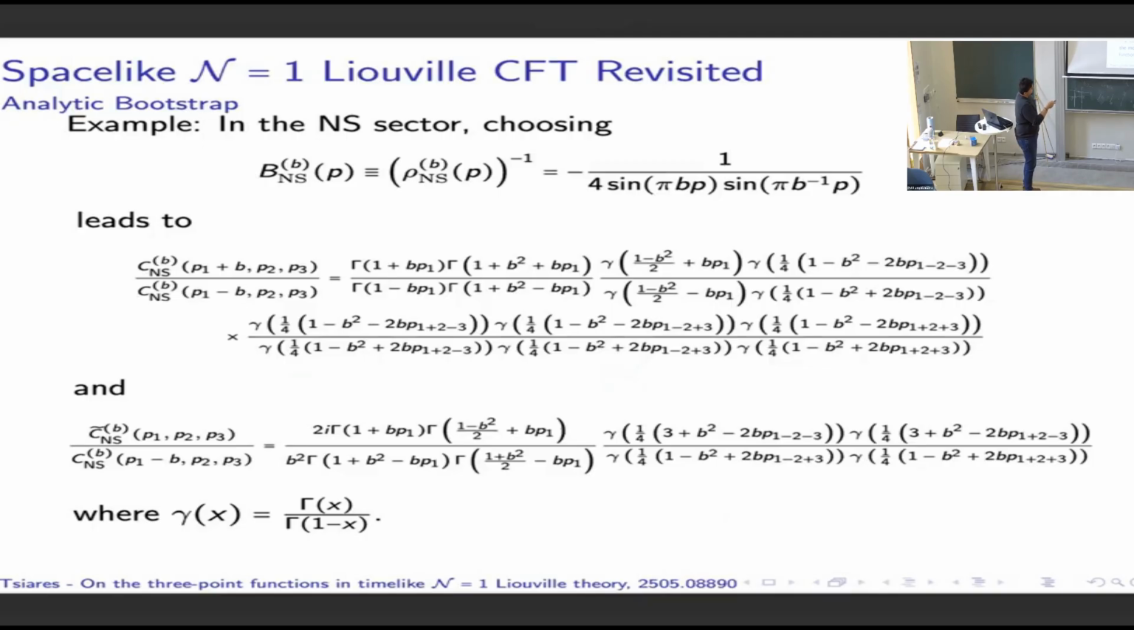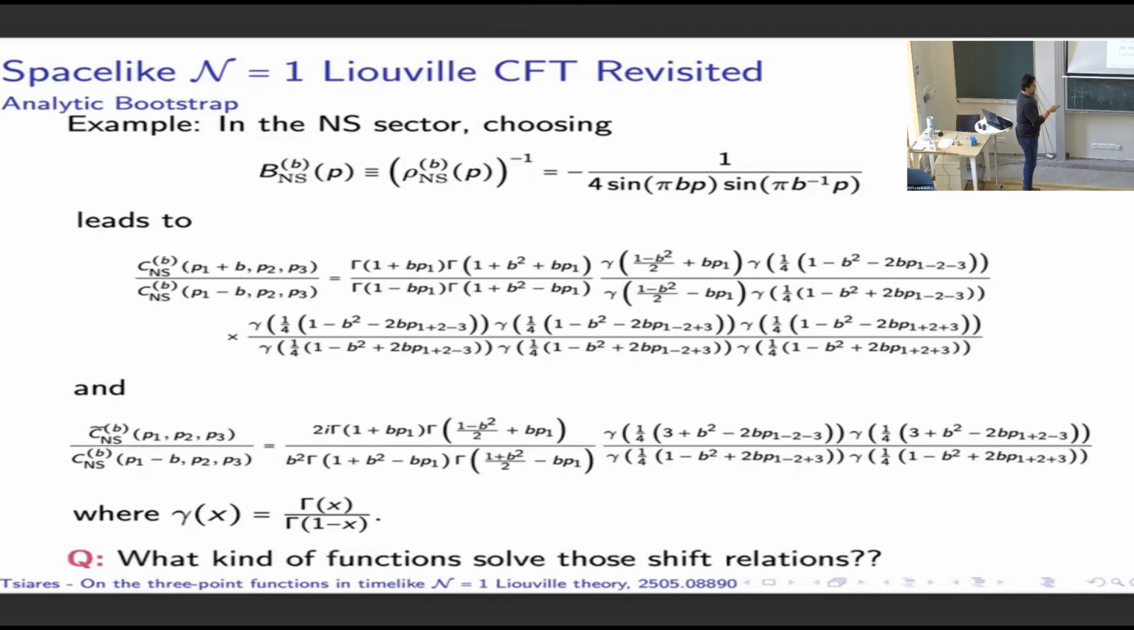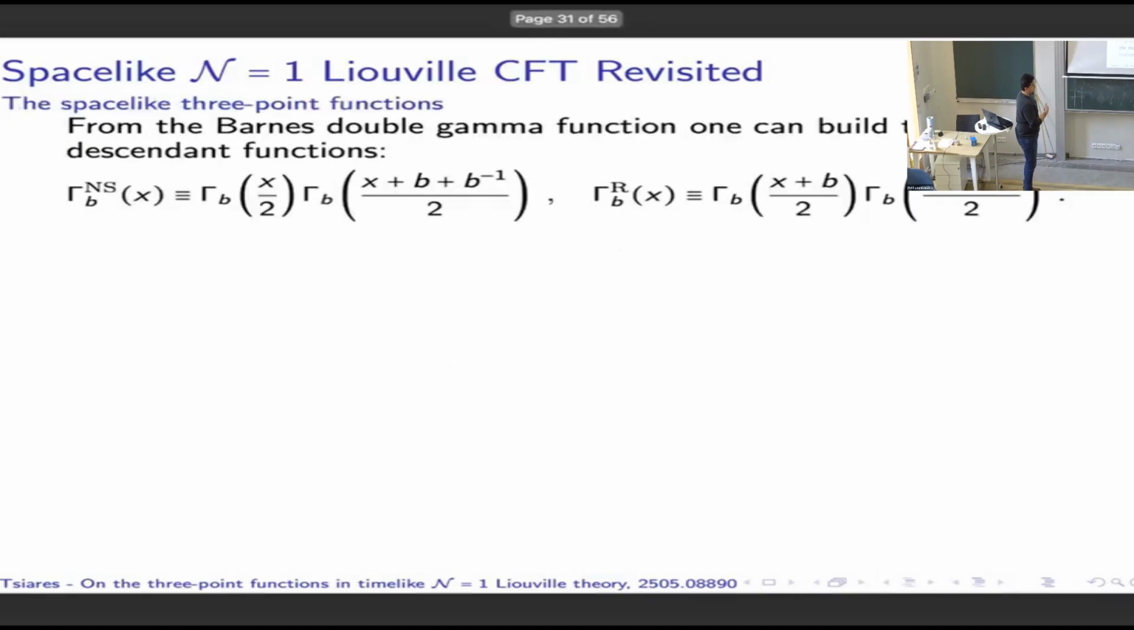And similarly, you now have 2 independent sets of shift relations, one that only involves the C and one that involves C tilde and C. And on the right-hand side, we have some very explicit meromorphic functions of the momenta P1, P2, P3, as well as of this parameter b that determines the central charge. And the latter is actually important in our quest to determine those constants for the timelike case. So just to give you a concrete example, if you choose a convenient normalization for the 2-point function, then this previous shift relation that I wrote takes this particular form here.